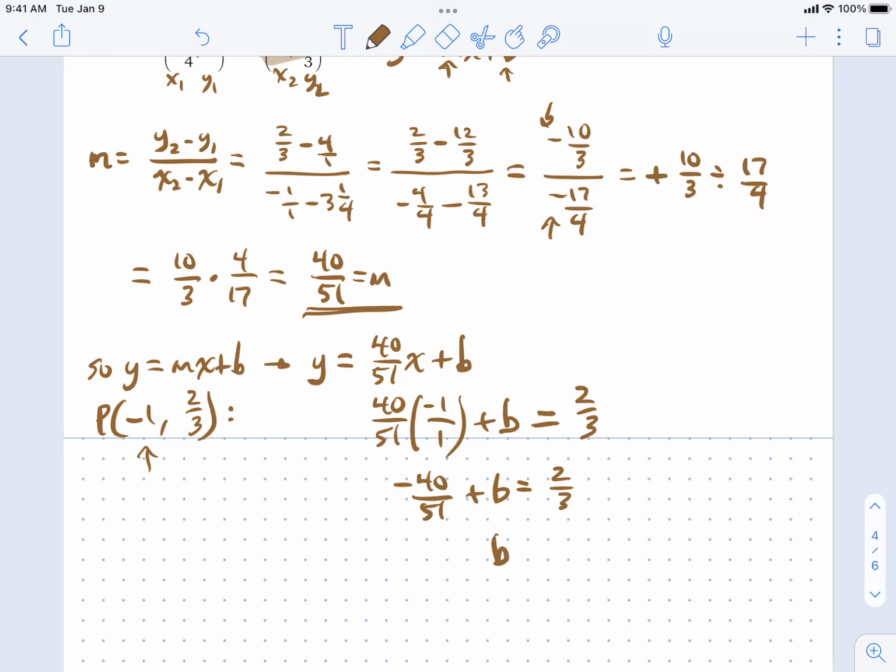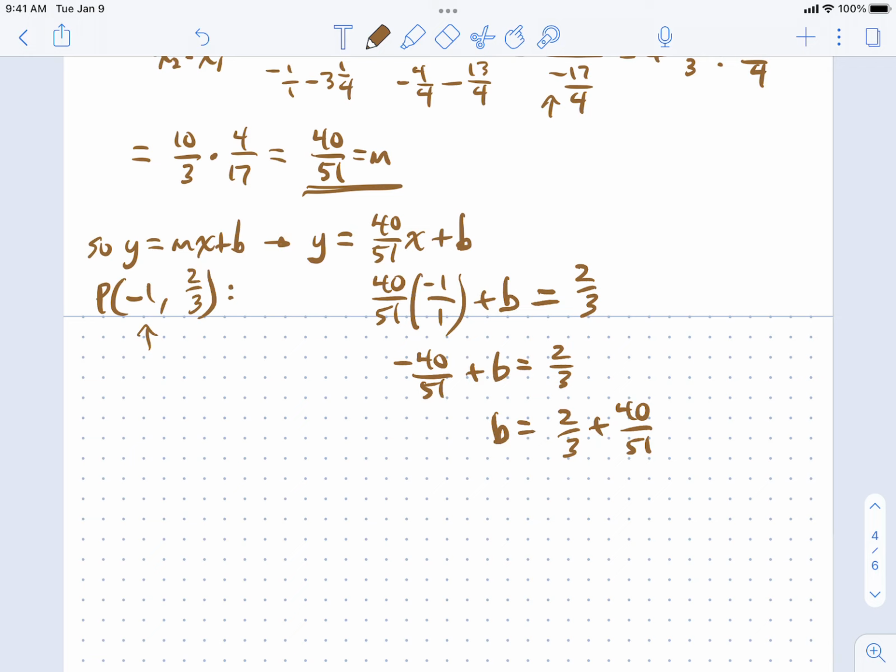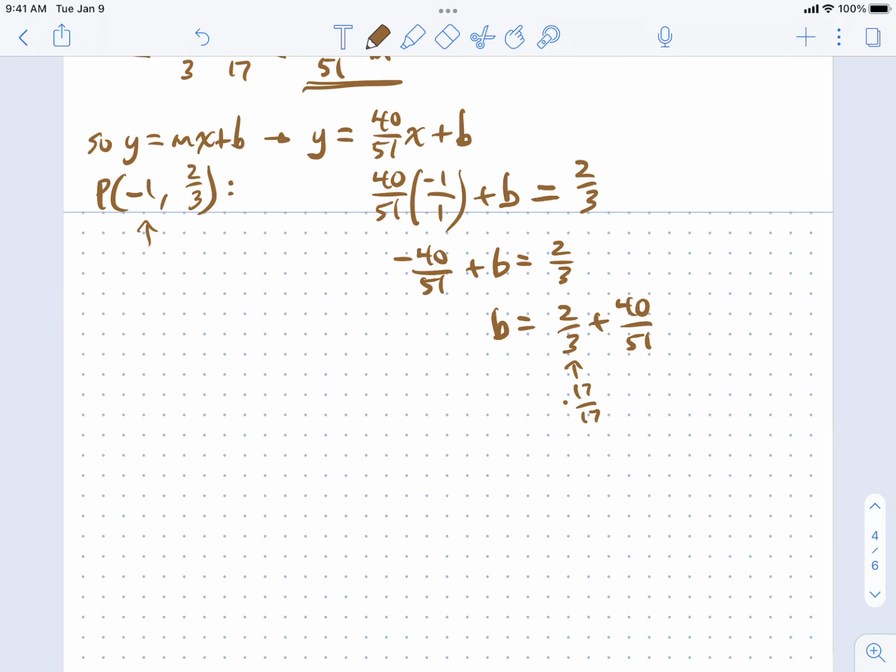And so what's b then? b is 2/3, and you add 40 over 51 to both sides. Now I need a common denominator. The good news is 3 does go into 51 evenly. It goes exactly 17 times. So you take that first term times 17 over 17, you get 34 over 51, adding the 40 over 51, and you get 74 over 51, and that's our b.